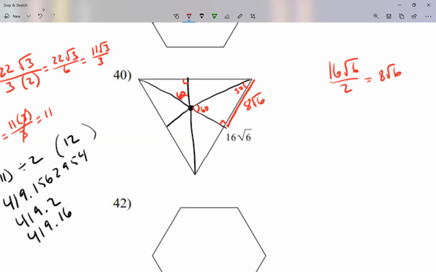I can figure this side out, right? I can figure out the apothem. Now the apothem is the small side of my triangle. So in this case, I'm going to go 8 radical 6 divided by radical 3.